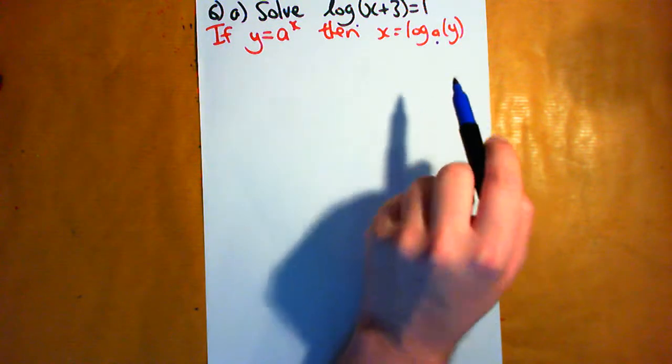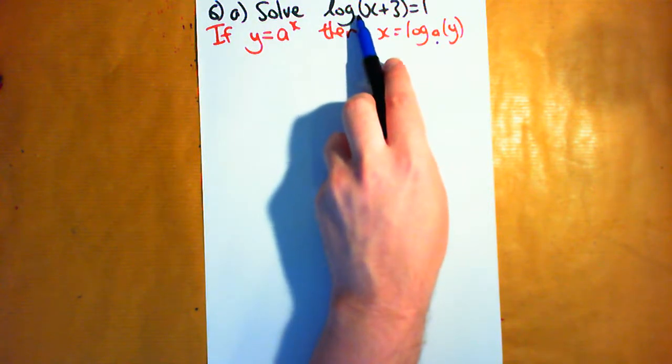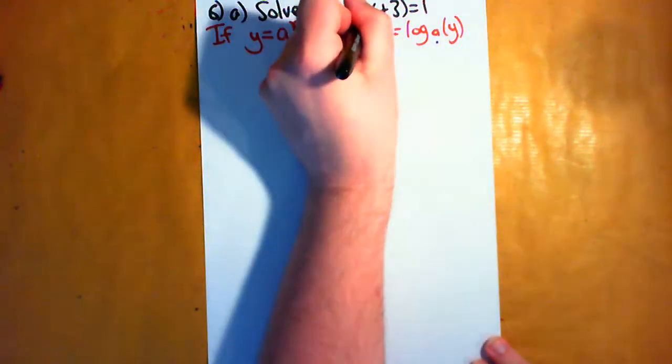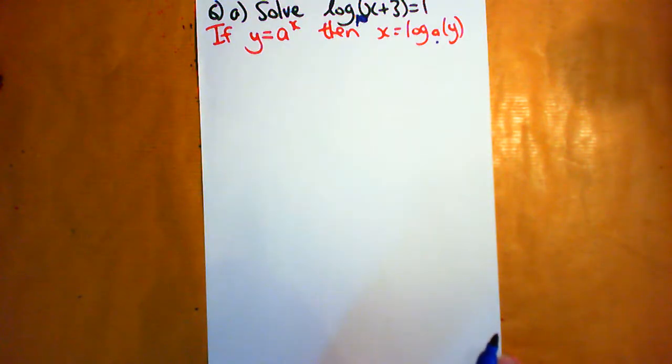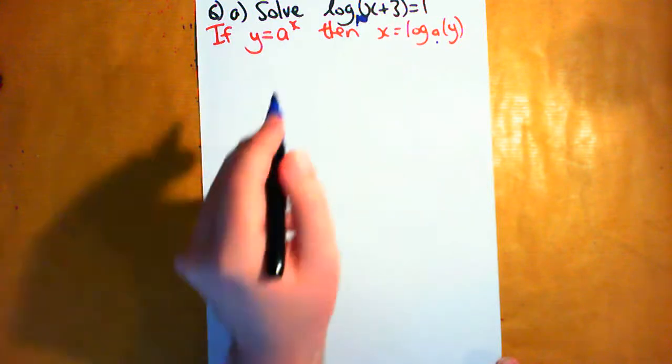But before we do so, what is our a? There's no a given in the original question. Well, the log button on our calculator assumes that it is log base 10, which means that if there is no base given in a log equation like this, we'll assume it's 10. So we've got log base 10 of x plus 3 equals 1. So we've got a equals 10.